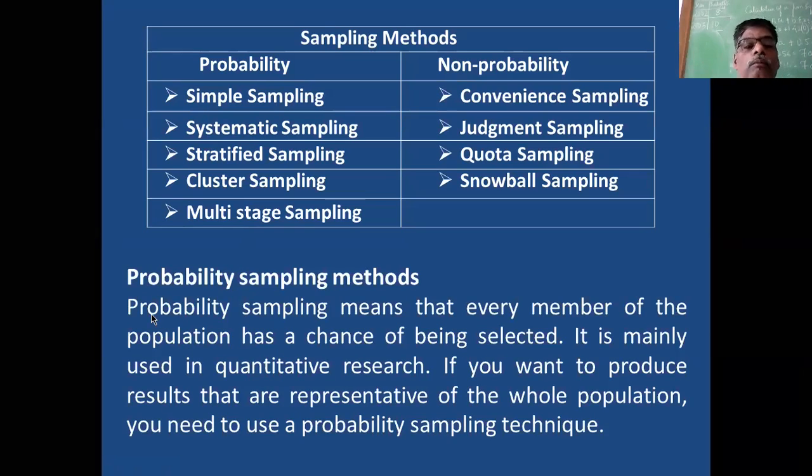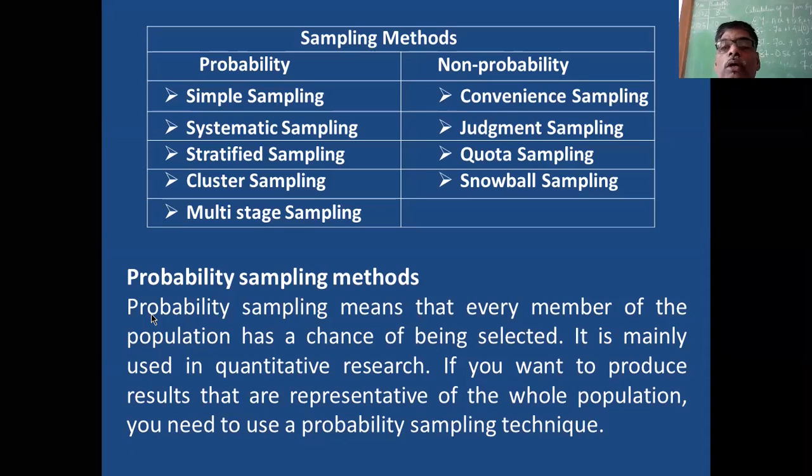What is probability sampling? Probability sampling means that every member of the population has a chance of being selected as a sample. If every member of the population or every member of the group is having a chance of being selected as a sample, that sampling is called probability sampling. It is mainly used in quantitative research. Quantitative means where you can count numerically.